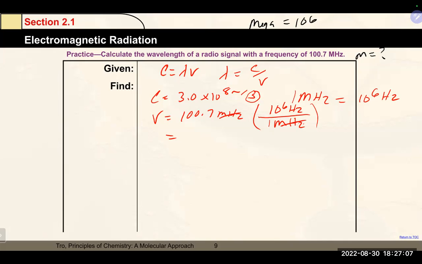1.007 times 10 to the 8 hertz. Again, a reminder that a hertz is the same thing as a reciprocal second. So that is the same thing as 1.007 times 10 to the 8 reciprocal seconds. So now we're in the correct units to use it in our equation with the speed of light. Any questions on that?